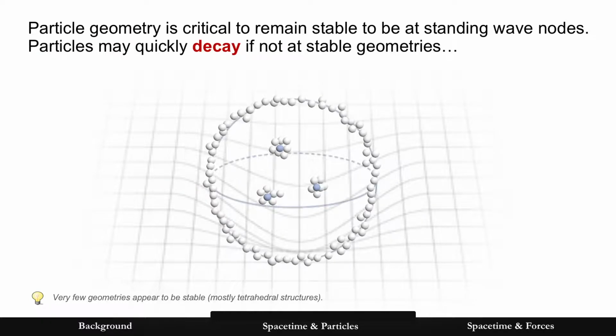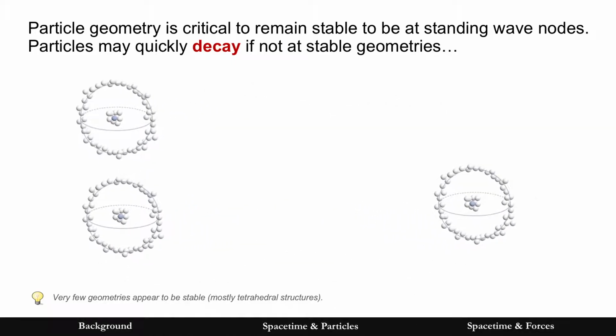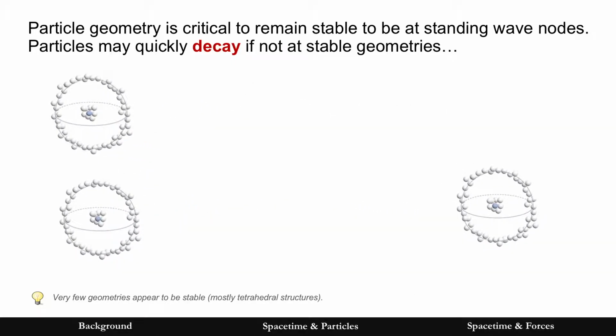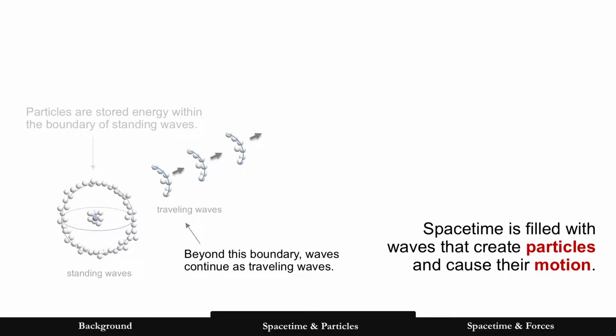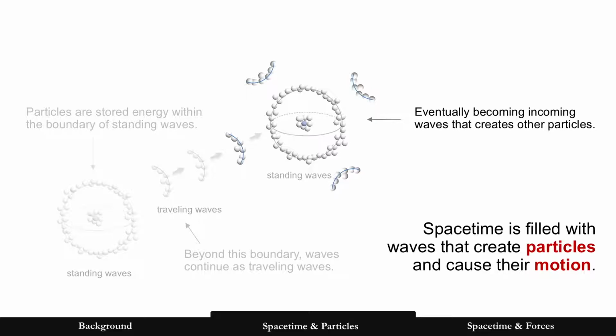But particles are only stable at standing wave nodes, so particles may quickly decay if not at stable geometries, which happens quite a bit when particles are manufactured in accelerator experiments. So to summarize this part on spacetime and particles: particles are stored energy within the boundary of standing waves, something like that. But of course that energy does continue as it leaves. It's just traveling in form, not standing, after a certain distance. And what's cool about this is those traveling waves eventually reach another center point and become the mass, the energy, of other particles.